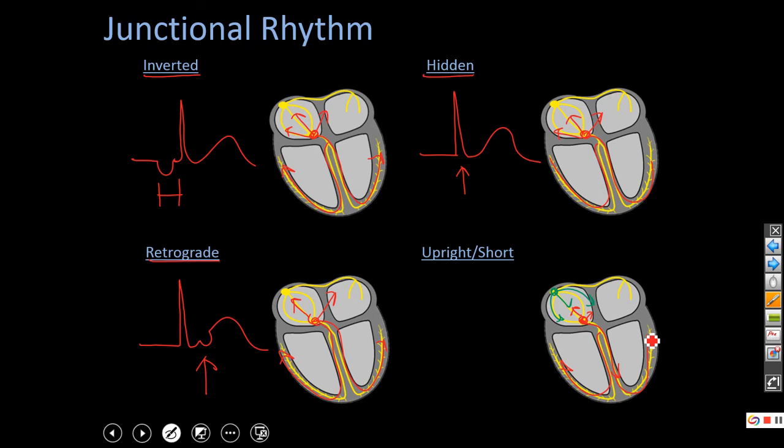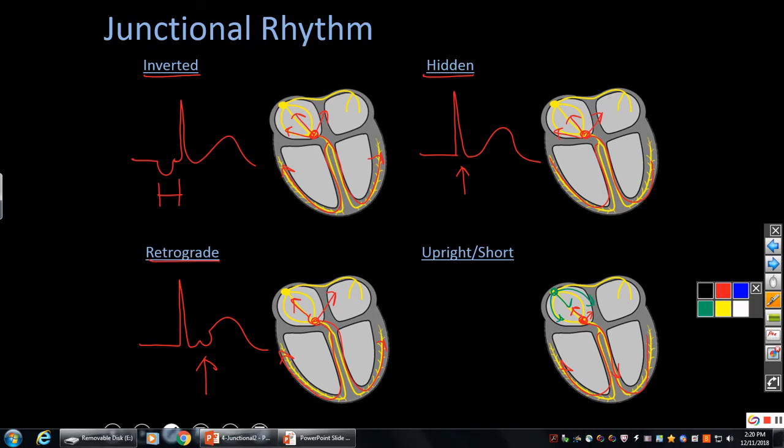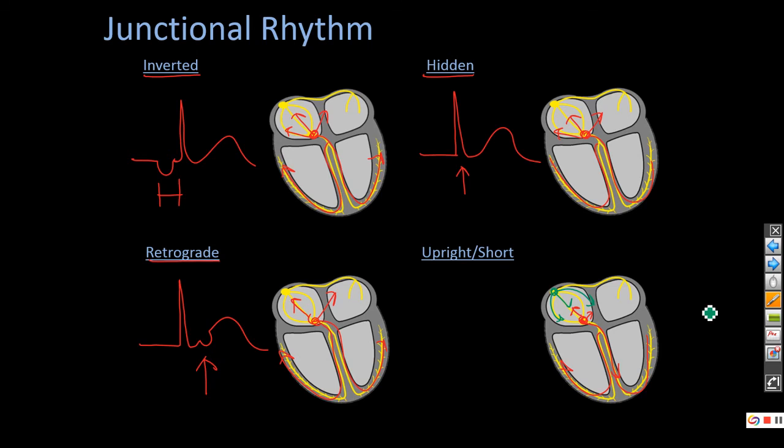Like that. And what that looks like is this. You have the SA node that's starting depolarization, and then the AV node paces, which produces kind of a fusion of the two.